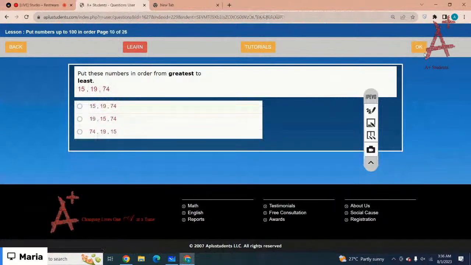Okay, the next one is put these numbers in order from greatest to least. So, which is the correct option? The greatest is 74, then you have 19, and then you have 15, right?